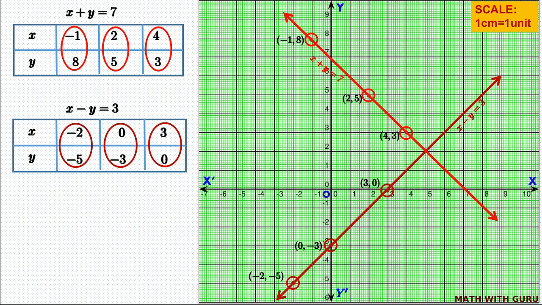The two lines intersect at this point. X coordinate of this point is 5. Y coordinate of this point is 2. Therefore, x equals 5, y equals 2. This pair of values is the solution of the given pair of linear equations.